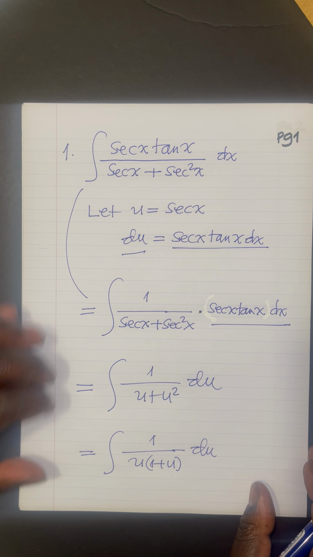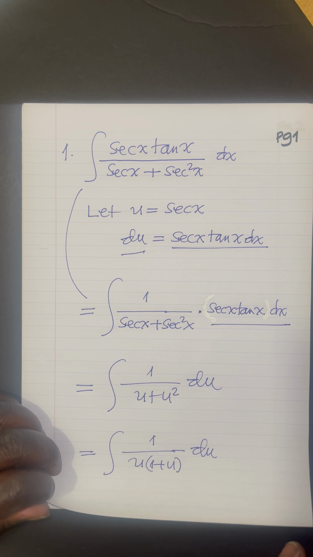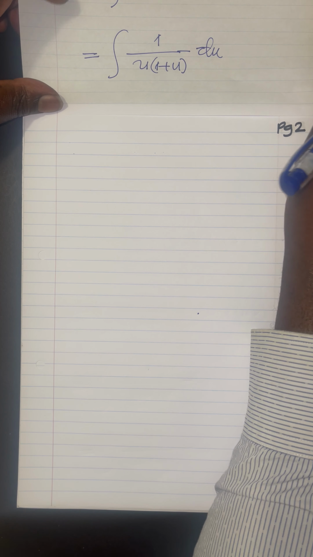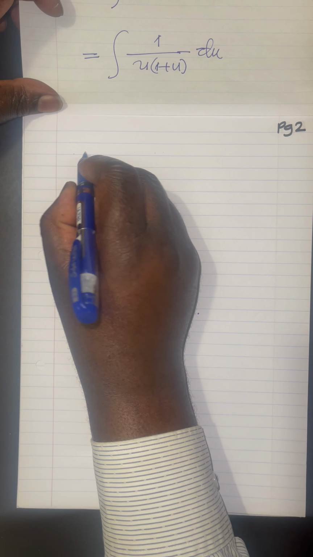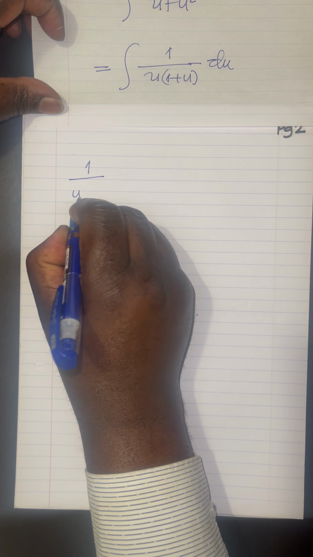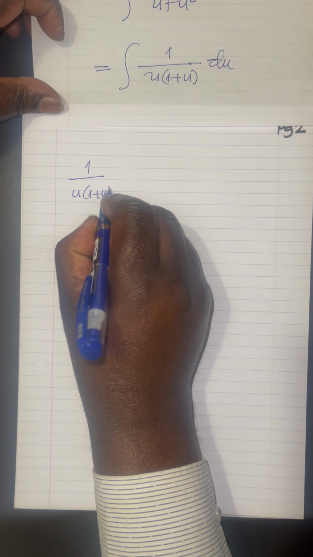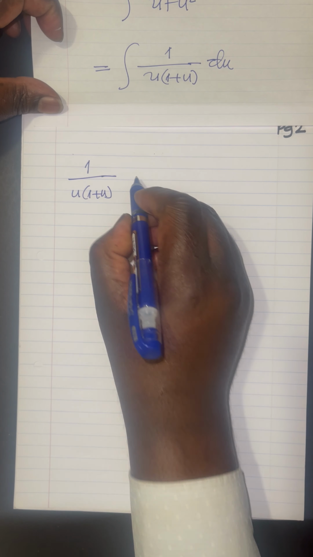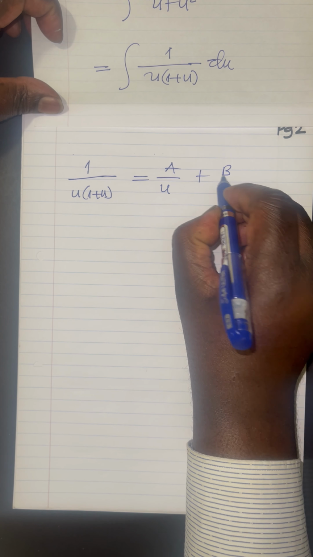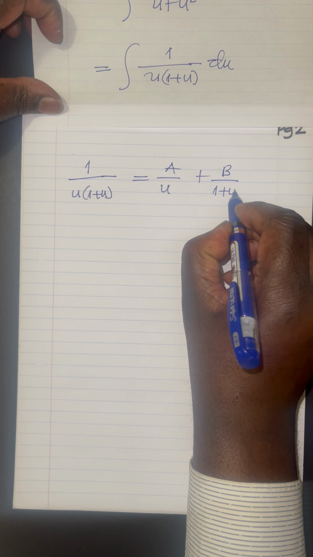This takes us to partial fractions. If you look at this part here, it would need us to do what we call partial fraction decomposition as follows. I have to decompose 1 over u, 1 plus u. Remember, this is linear and that's linear, so we can say that this is A over u plus B over 1 plus u.